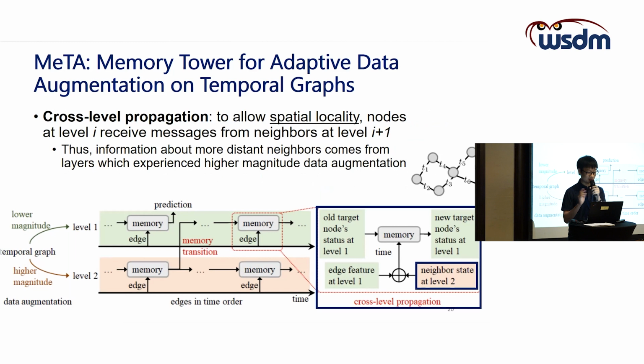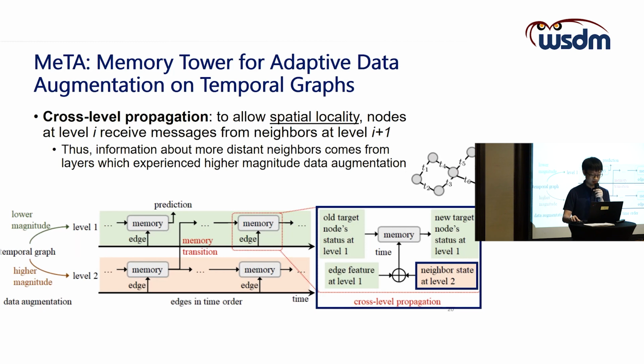So why do we do this? The goal is to enforce the spatial locality principle that we introduced previously. The nodes at level i receive messages from their neighbors at level i plus 1. The result is that information from more distant neighbors comes from layers which experienced higher magnitudes of data augmentation.